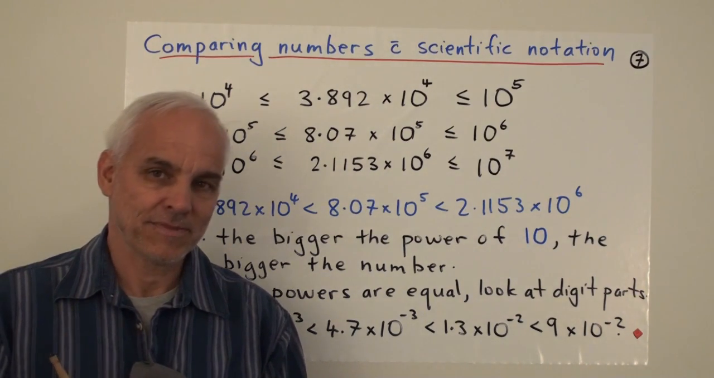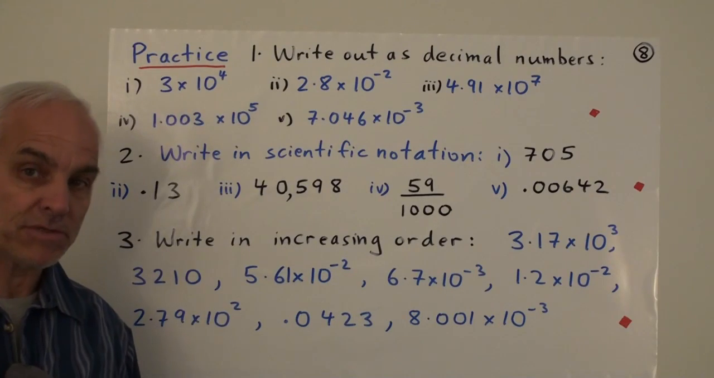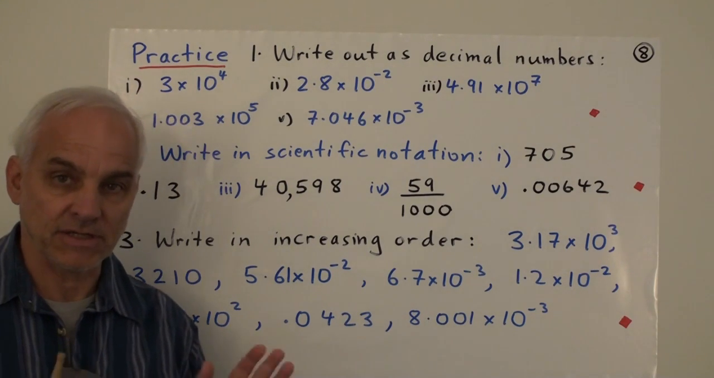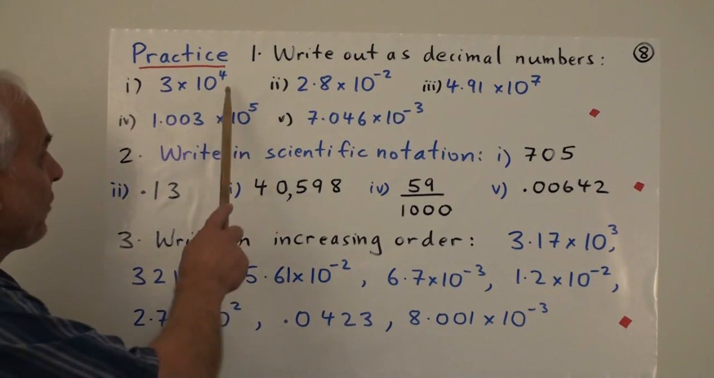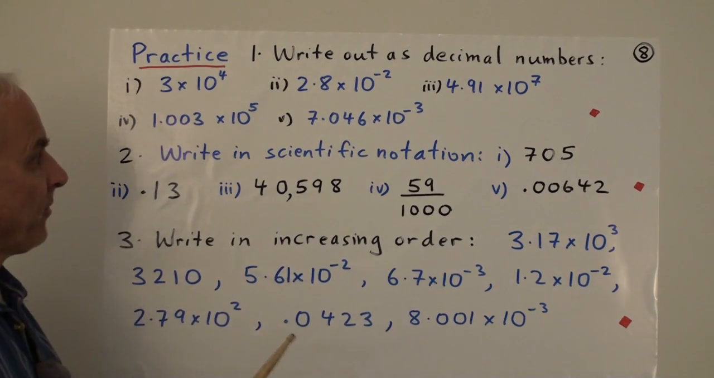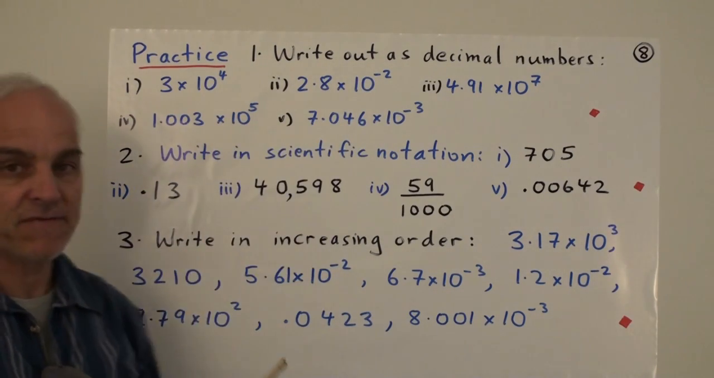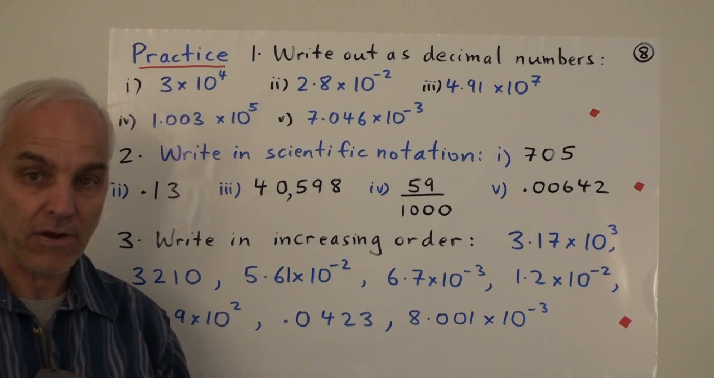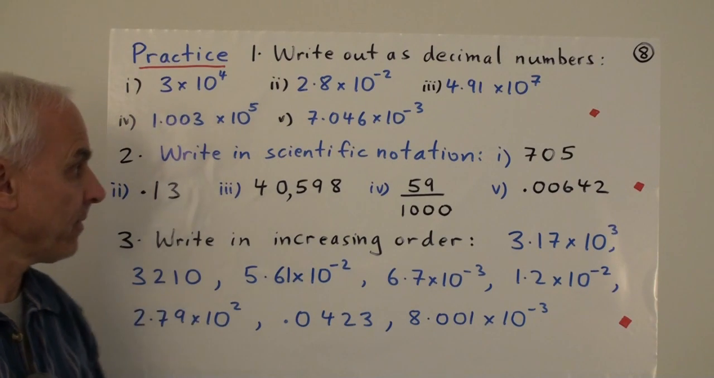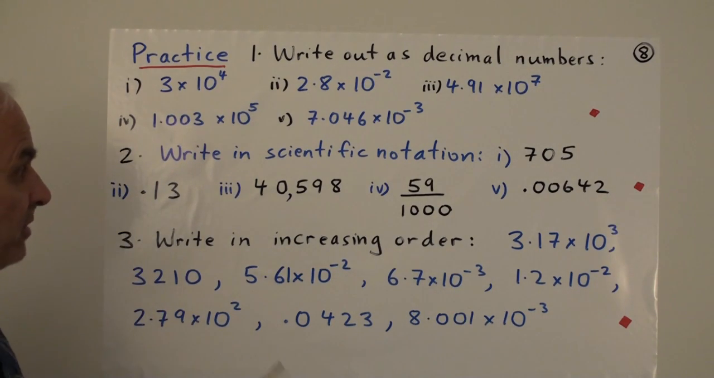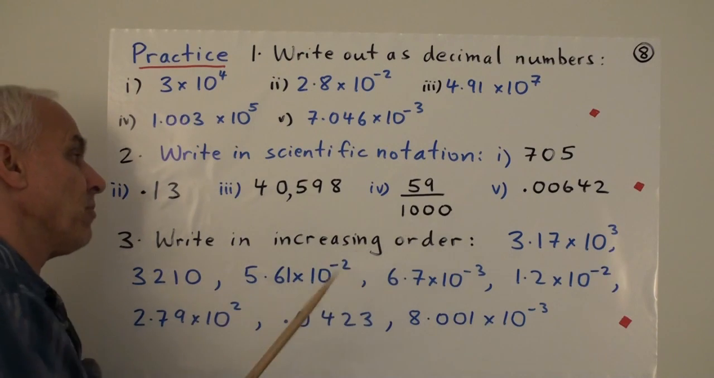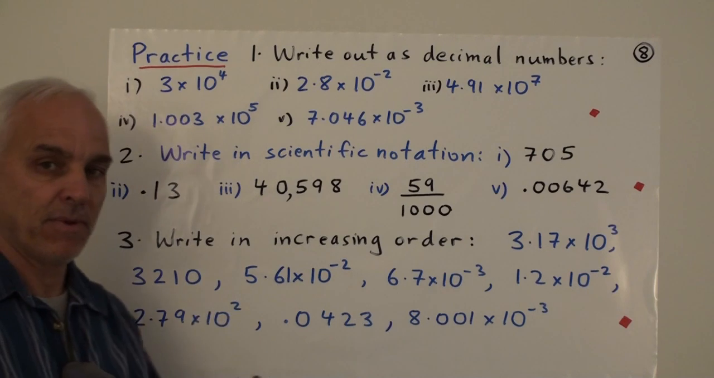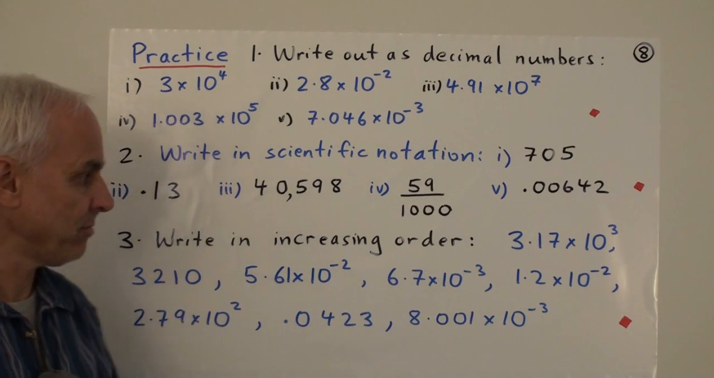All right, great. So time for some practice. Okay, so our practice problems, pretty straightforward, I think, today. I think you'll find this relatively simple. First of all, write out as decimal numbers. So here we have some numbers in scientific notation. I want you to convert them into ordinary number form as decimals. And the second question, to go the other way around, to take numbers which are in standard form, or maybe pretty close to being in standard form, and to rewrite them in terms of scientific notation.